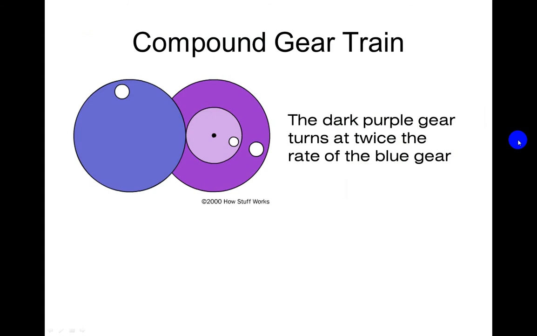Right, so let's talk a little bit more about that. In this compound gear train, notice the dark purple gear is going to turn twice the rate of the blue one. Even though these are the same size, they are going to rotate at different speeds because it is meshed with the smaller one. They're sharing a shaft. So this one is going to turn faster, making the one on bottom turn faster. And if it was twice the size, we're looking at twice as fast.